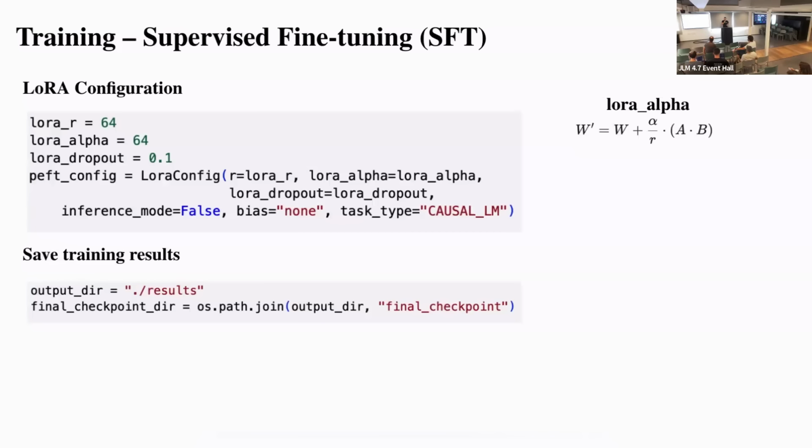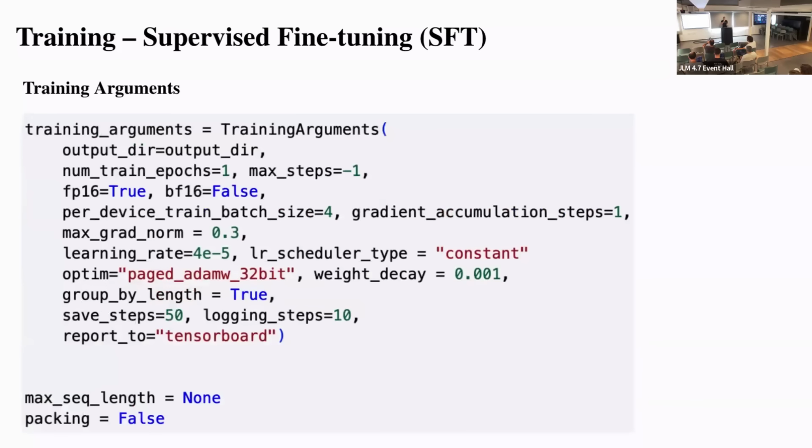Okay, and then we have the LoRA config. Okay, and then we put where to put the final checkpoint of the training. So we need the path where to save the training result. And this is the class of training arguments. So here we define all of the arguments for the training, such as number of epochs, FP16 means the precision in computation time, batch size, learning rate, optimizer, and all of the things that you know from deep learning.